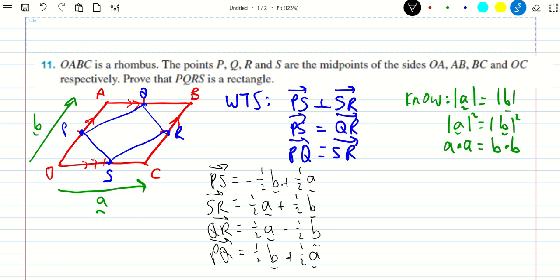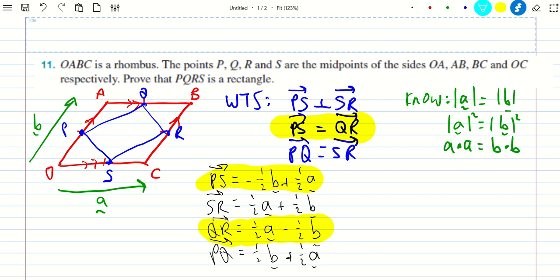All right, so now let's have a look at this. We wanted to show, firstly, I think we can do a couple of things pretty quickly. We wanted to show that PS is equal to QR. So here's PS and here's QR, and hopefully, yep, they are equal to each other. So you can see that those two are equal to each other. So there's our first tick. Great. We'll write these things down in a second.